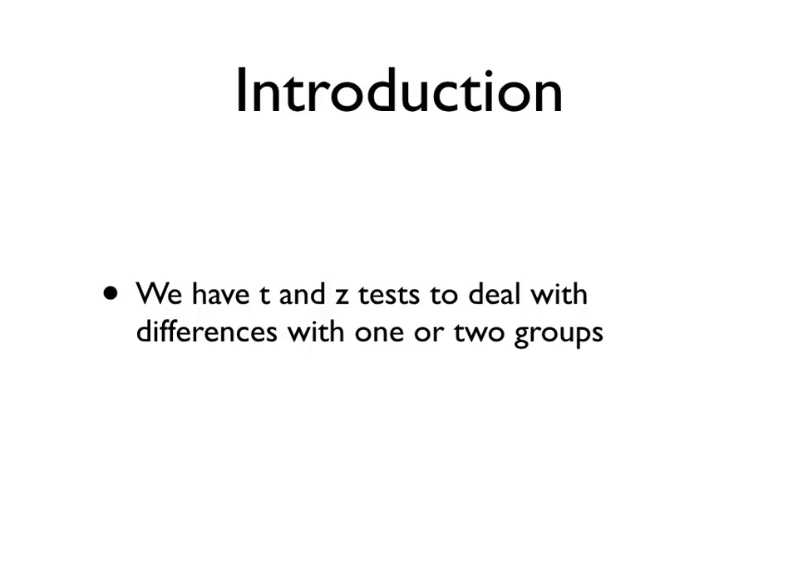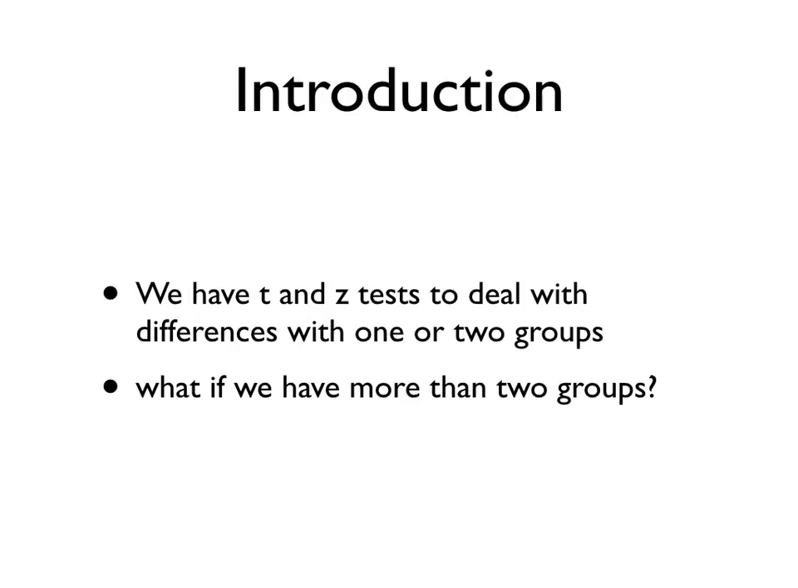We have t-tests and z-tests to deal with differences between two groups, or between one group and a mean. That's the thing we do. And you know about those, and you've dealt with those. What if we have more than two groups? Which is often the case. Almost any experiment you read has more than two groups. It's not like it's an uncommon thing to have more than two groups.